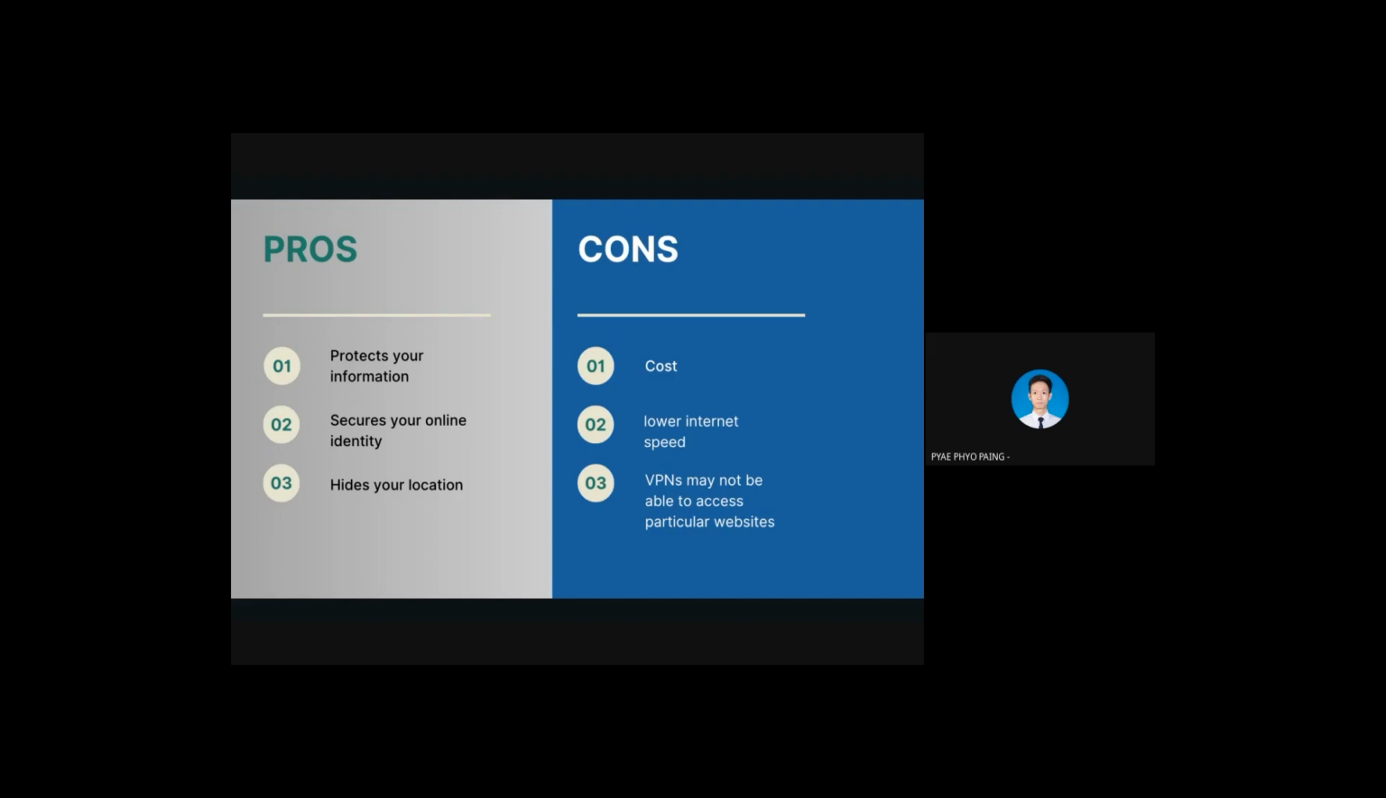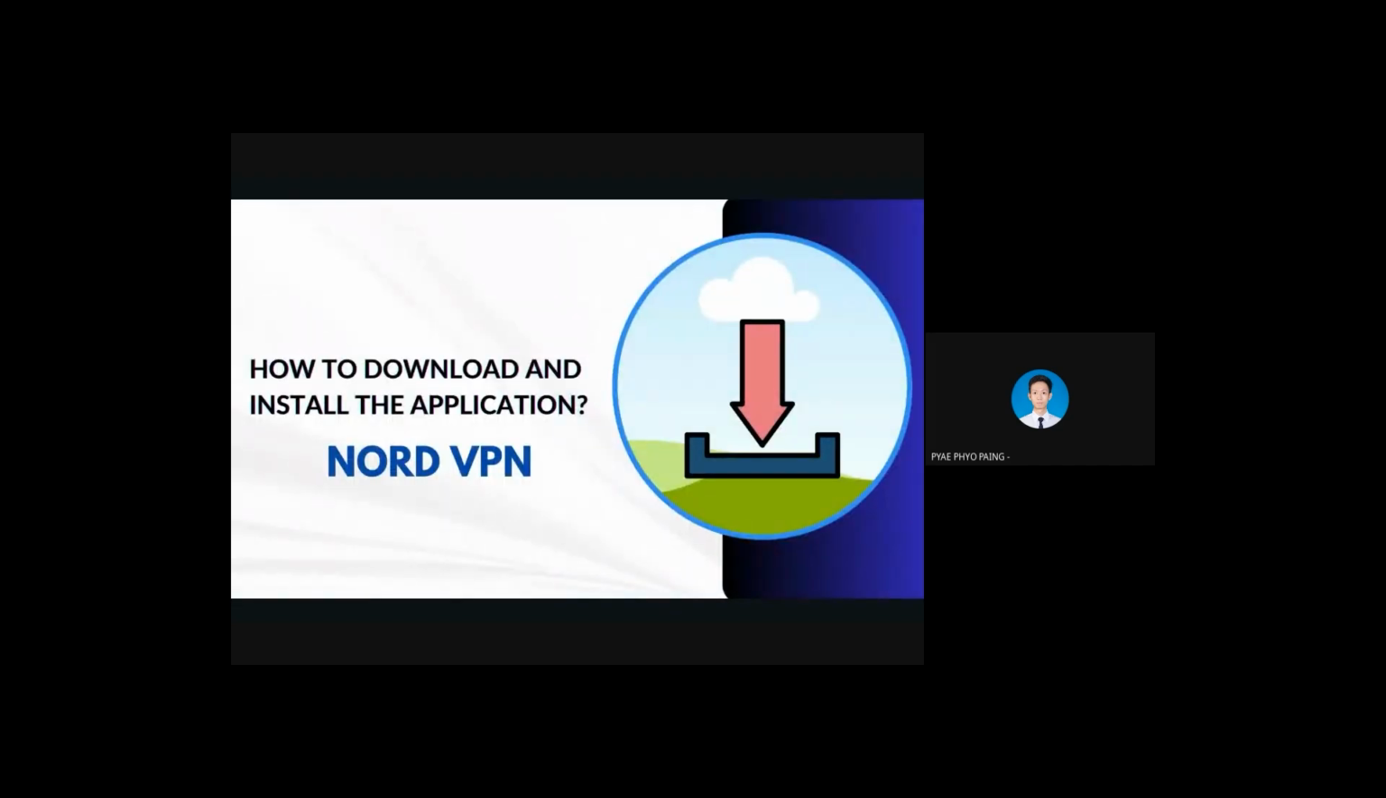The last one is that VPNs may not be able to access particular websites, for example, Amazon. Even though you are using a VPN, the websites or applications may not be accessible. In that case, you need to change the VPN and search for other VPNs, and you will find it uncomfortable to search. So that's the pros and cons of using VPNs.